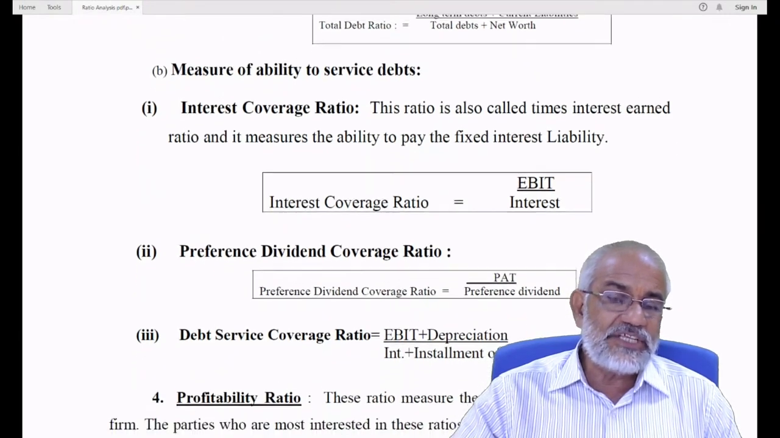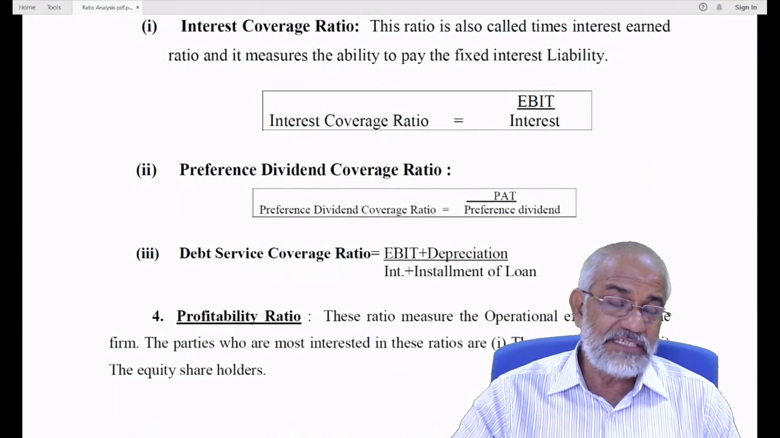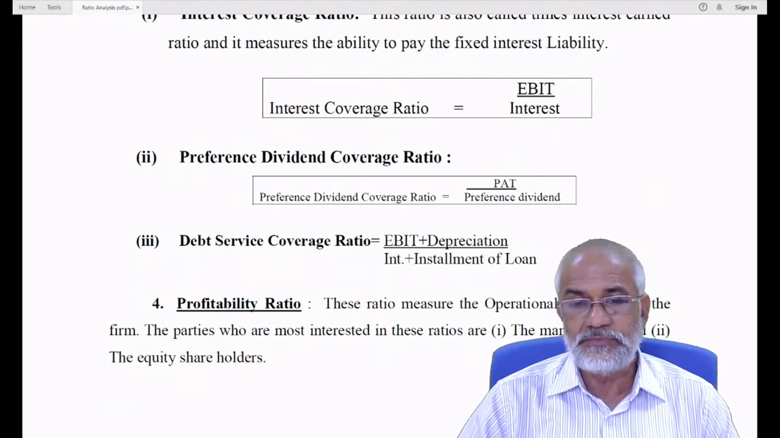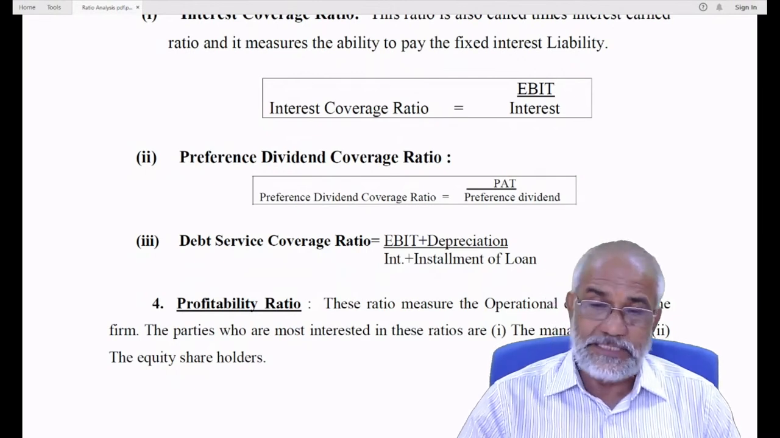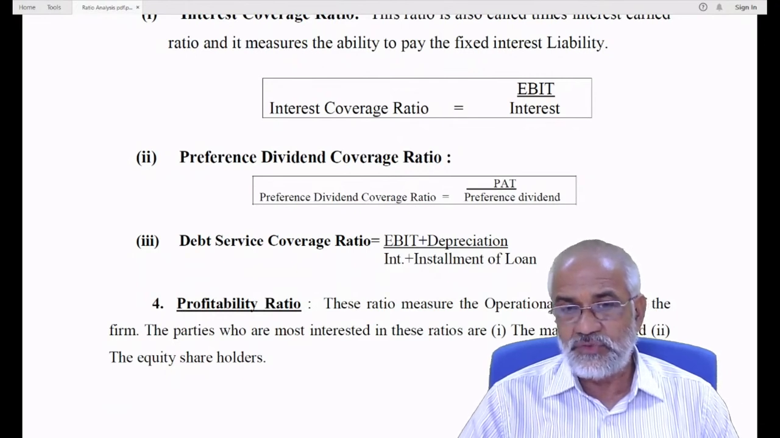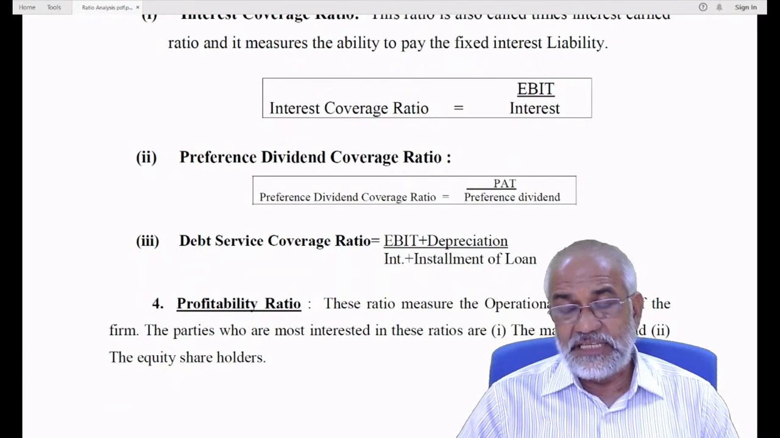Then the next one is the debt service coverage ratio, which is an important ratio in the case of banks and financial institutions for making advances, particularly in the case of term loans. It uses net cash accrual. Net cash accrual is computed by earning before interest and tax plus depreciation. Depreciation is a non-cash item. Depreciation is the gradual decrease in the value of fixed assets due to wear and tear, passage of time, or obsolescence. So although it is treated as an expense, it doesn't result in any outflow of cash.